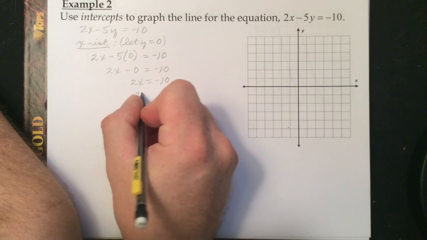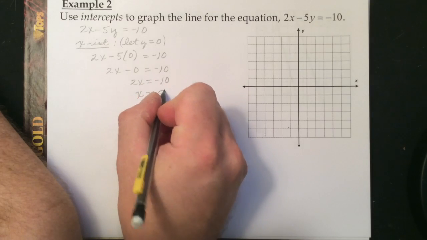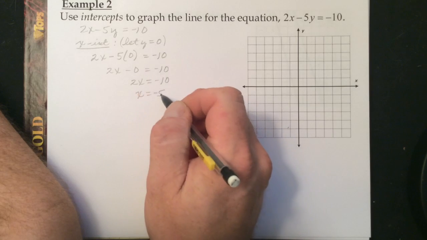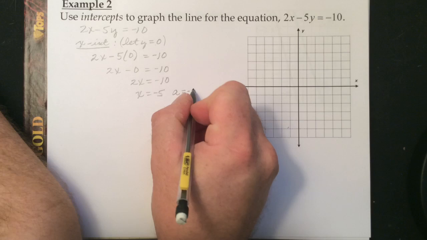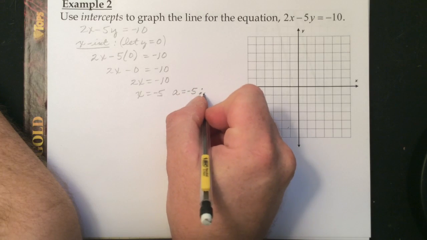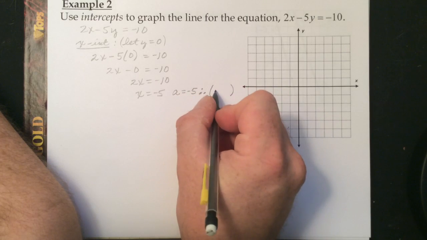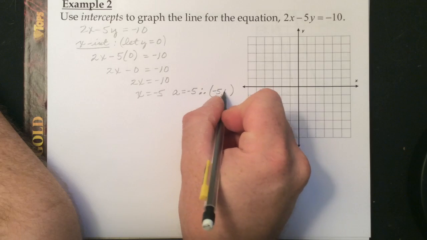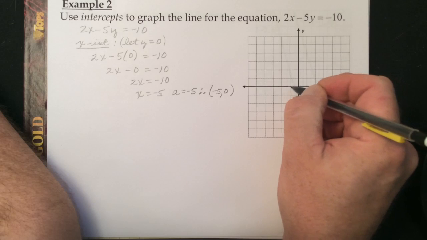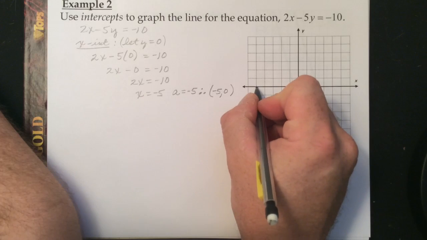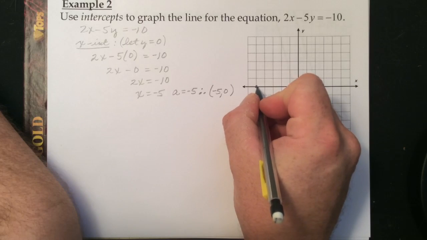Divide both sides by 2, and x is negative 5. In other words, when y is 0, x is negative 5. Therefore, A, the x-intercept, is negative 5. So we have the point (-5, 0) to graph. Let's graph that. Start at the origin, go to the left 5. Don't go up or down any. There's our point.